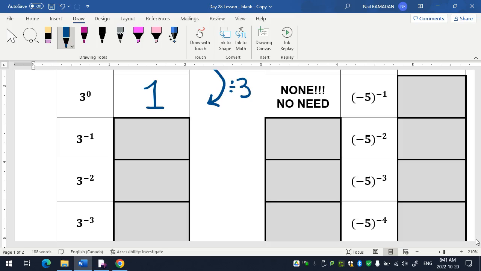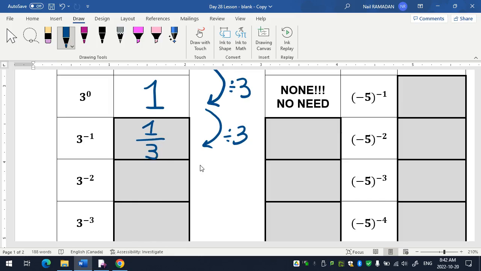Okay. What is 1 divided by 3? Now, you can give me an infinite decimal, or you can just keep it as a fraction. No, not 3. 1 divided by 3. You just write 1 over 3. So go ahead, 1 over 3.